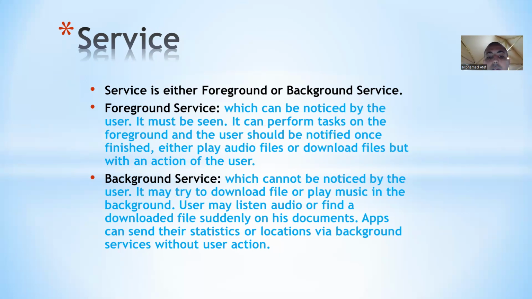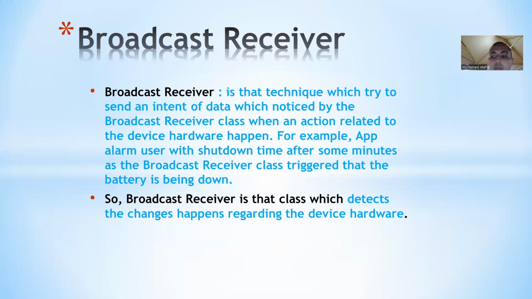What about a background service? A background service cannot be noticed by the user. It may download a file or play music in the background. The user may listen to audio or suddenly find a downloaded file in their documents. Apps can send their statistics or location via background services without user action or without being noticed by users. That's the difference between foreground and background service.